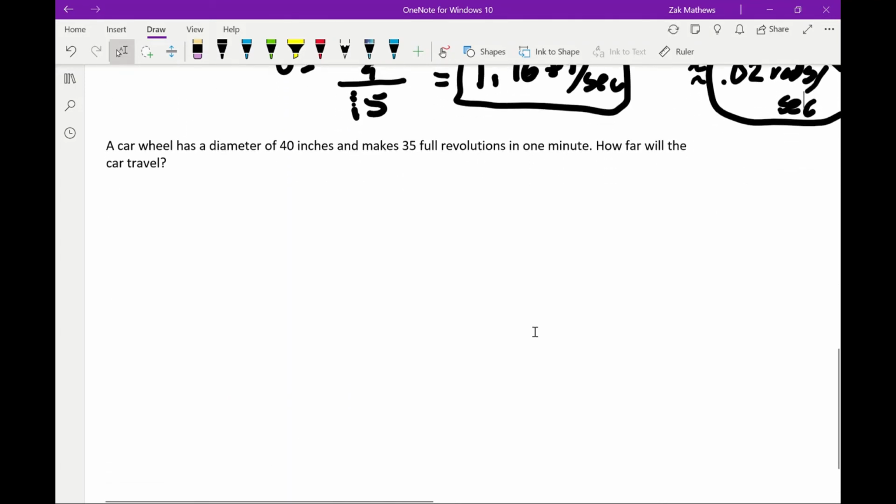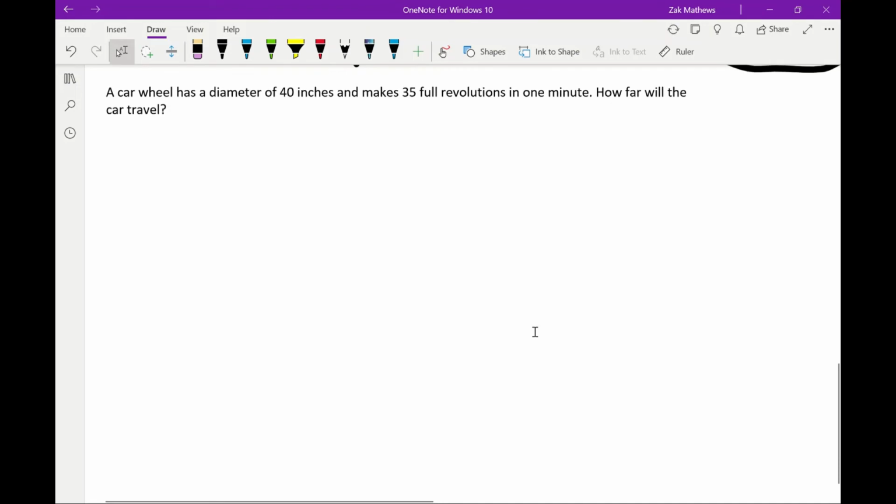Let's take another example. A car wheel has a diameter of 40 inches, makes 35 full revolutions in 1 minute. How far will the car travel? Again, we're dealing with a circular wheel. We're not using square ones anymore. We know the diameter is 40 inches, and we're told it makes 35 full revolutions. So we're not given the angle directly here, but it's not hard to find.